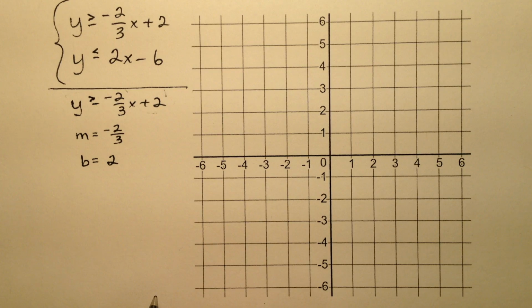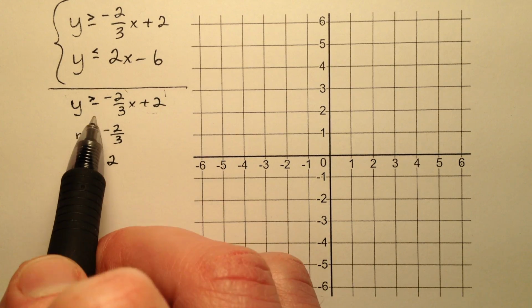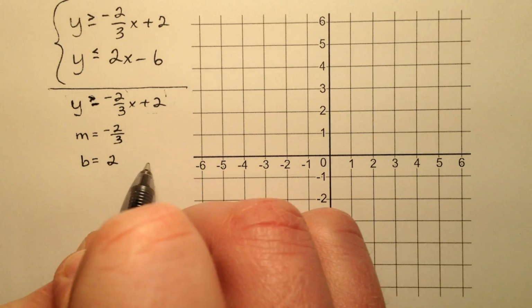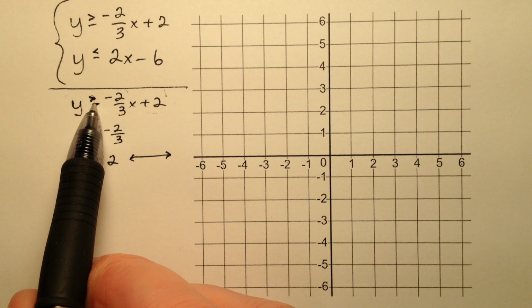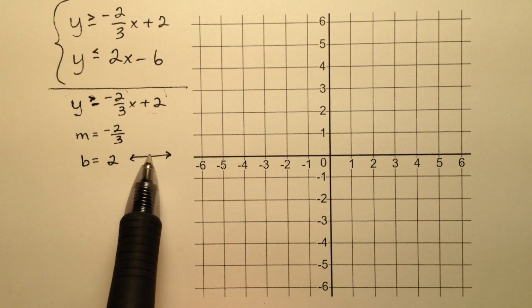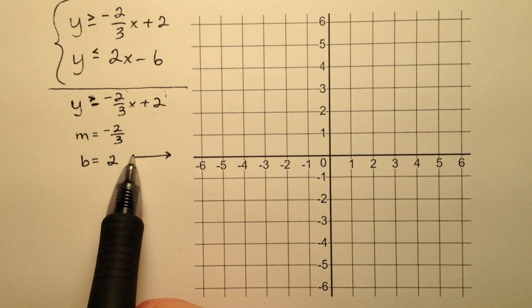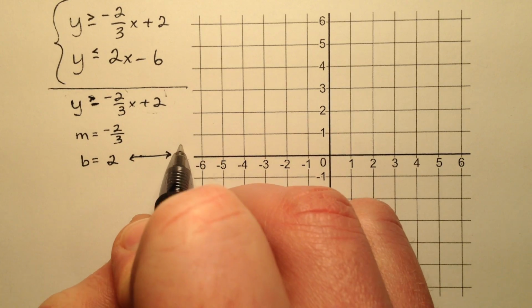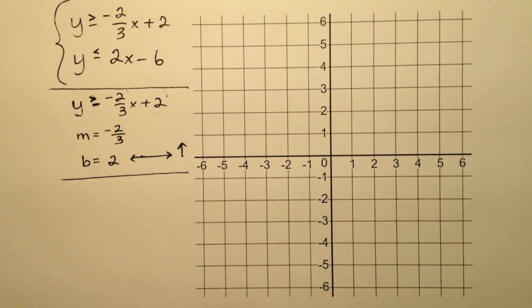Now the other 2 pieces of information that I need: is this a solid line or a dashed line, and are we going to shade above or below? So this is y is greater than or equal to, so because of that equal to, I know this is going to be a solid line, and that basically tells us that the line itself is included in the solution set, so I'm going to use a solid line to indicate that. And this is y is greater than, so I know I'm going to shade above my line of inequality.